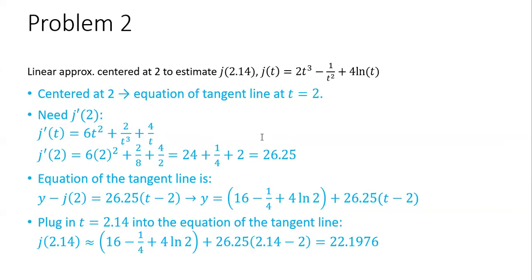So we have the slope. We need a point. So the point will be 2 comma j of 2.